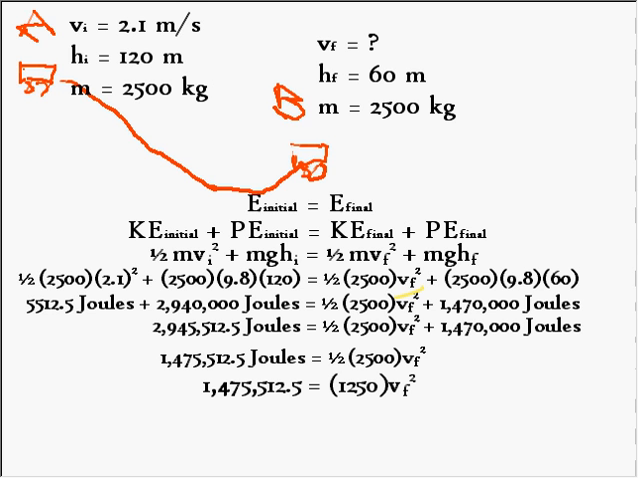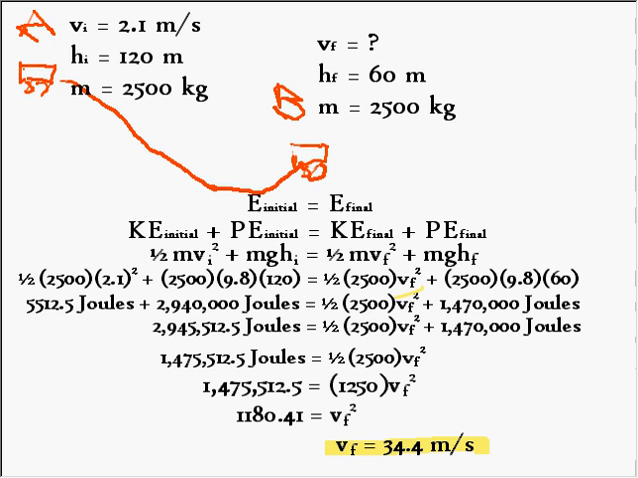Half of 2,500 is 1,250. Divide both sides by 1,250. Gives us 1,180.41, which is equal to the final velocity squared. So how do we solve for final velocity squared? Just take the square root of both sides, giving us a final answer of 34.4 meters per second.